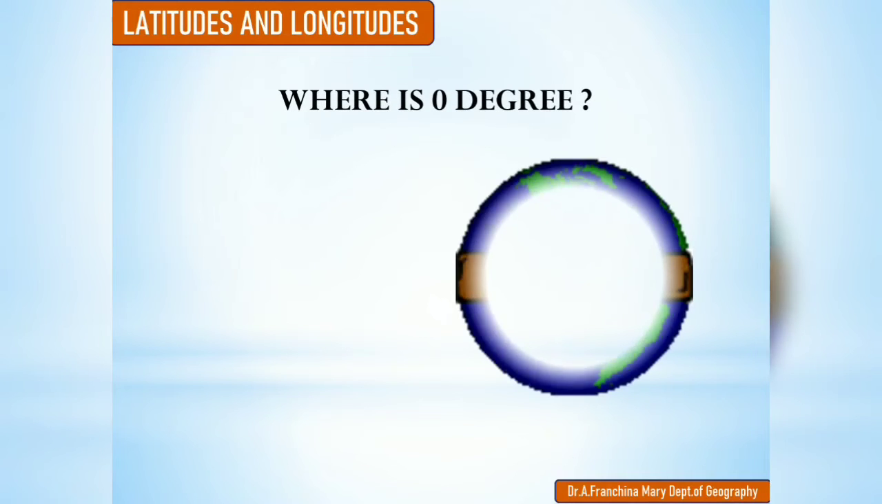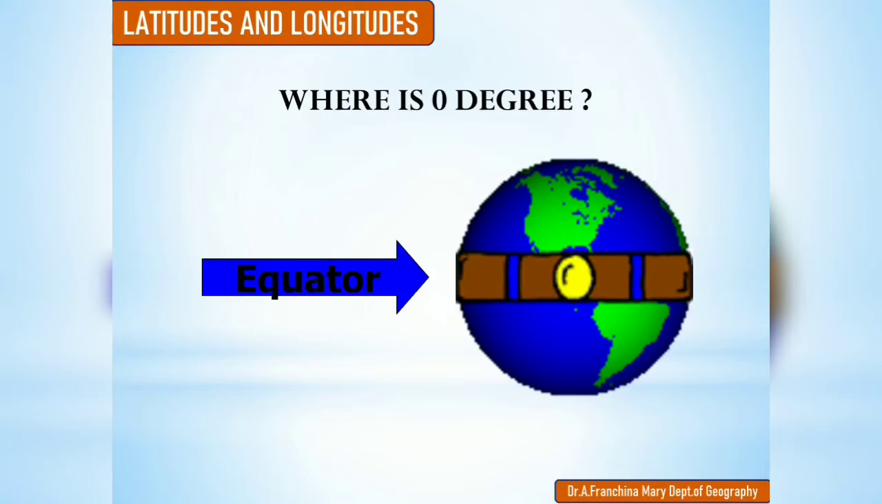Where is 0 degree latitude? The equator is 0 degree latitude. It is an imaginary belt that runs at the halfway point between the North Pole and the South Pole.